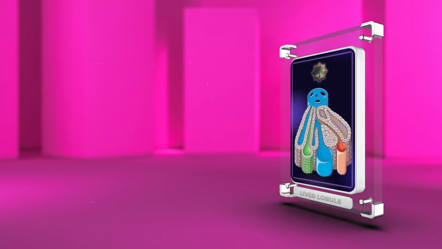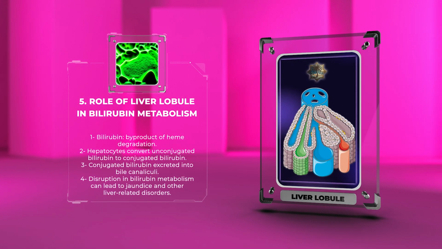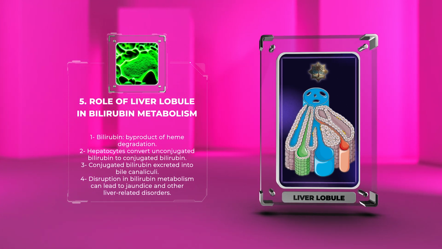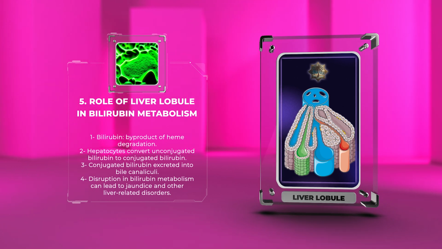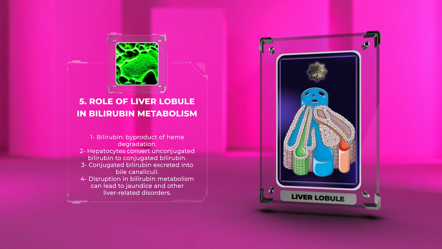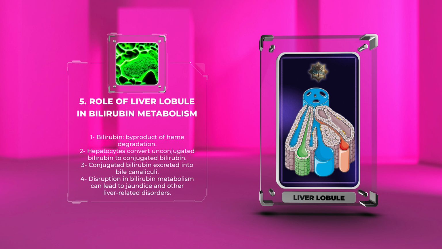Bilirubin is a byproduct of heme degradation and requires efficient metabolism for its elimination from the body. Within the liver lobule, hepatocytes take up unconjugated bilirubin and convert it into a water-soluble form called conjugated bilirubin. Conjugated bilirubin is then excreted into the bile canaliculi, from where it eventually exits the body through feces. Any disruption in this bilirubin metabolism can lead to jaundice and other liver-related disorders.